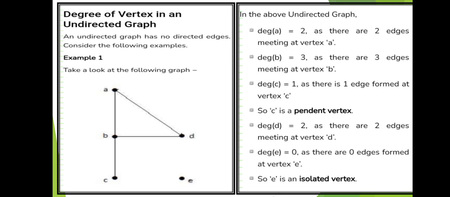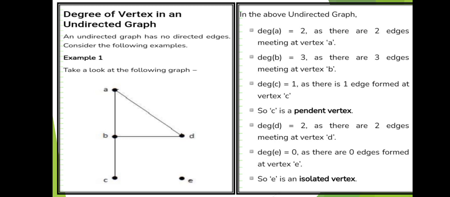Here the degree of C is 1. As there is one edge formed at vertex C, and if there is only one edge formed at any vertex, it is called a pendant vertex. So here C is a pendant vertex. Now the degree of D is 2, as there are two edges meeting at the vertex D. The degree of E is equal to 0, as we see that there are 0 edges formed at that vertex.